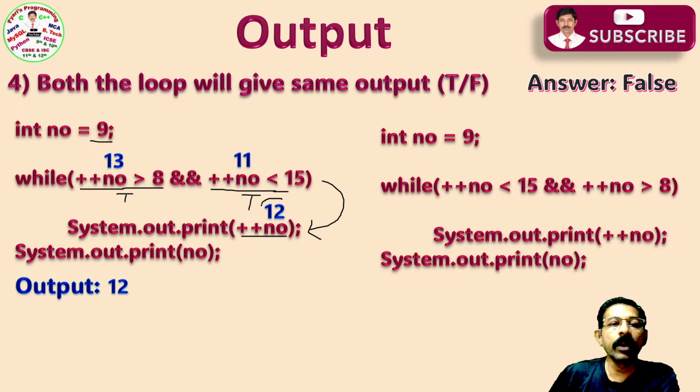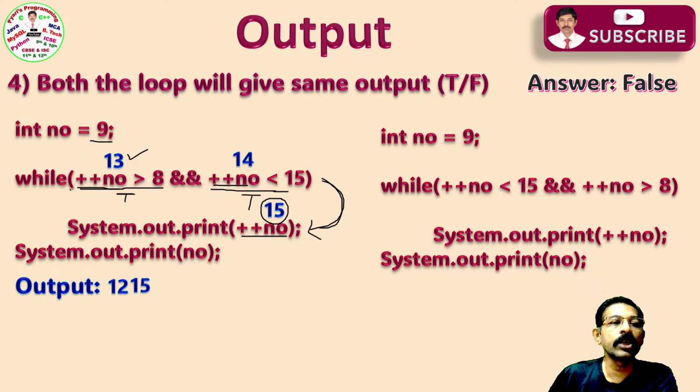Earlier value of NO was 12. Now pre-increment plus plus NO will make it 13. 13 is greater than 8. Condition is true. This side it will make plus plus NO, that is 14. 14 is less than 15, condition true. It will execute the body where updation will be done inside, that is 15. Now it will display 15.